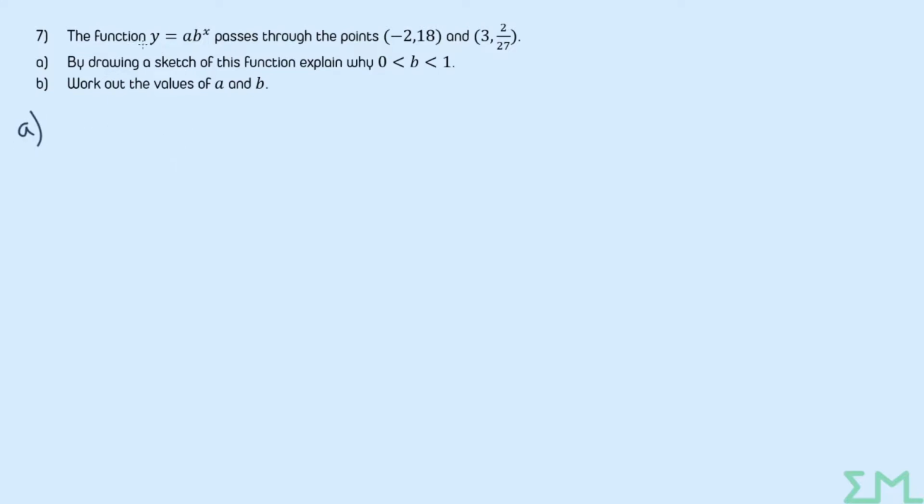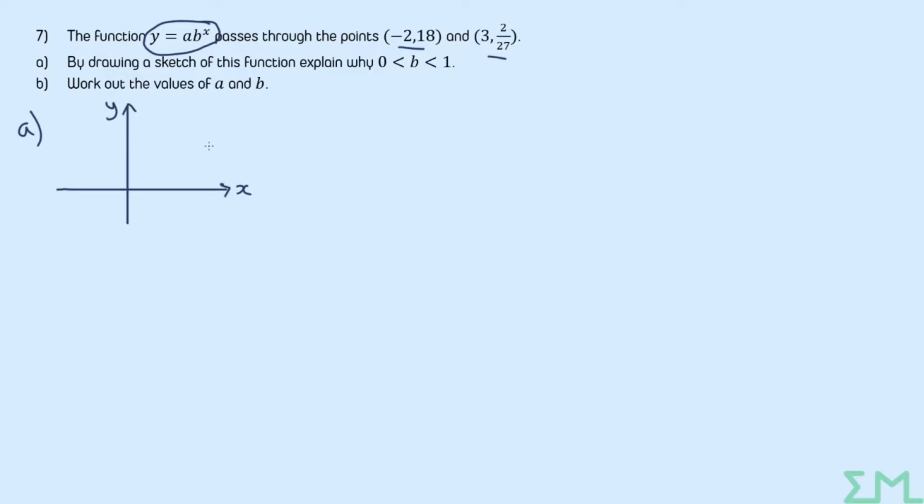Now, we cannot draw a sketch entirely on this information. We don't know anything about a and b. We know it has an exponential shape. We don't know which way it's going. So we are using these points to draw a sketch. So I'm just going to do a set of axes. There we go. y, x.